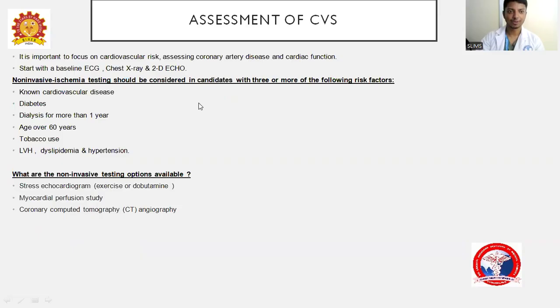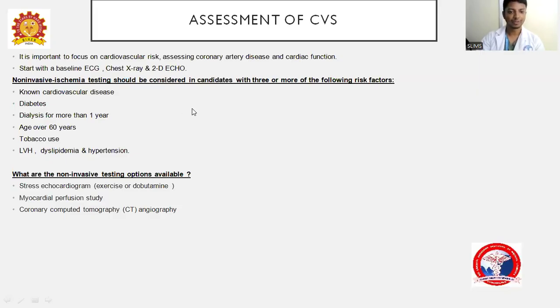So starting with the assessment of CVS, it is important to focus on the cardiovascular risk, assessing the coronary artery disease and cardiac function. Start with a baseline ECG, chest X-ray, and 2D echo. Non-invasive ischemic testing should be considered in candidates with 3 or more of the following risk factors: any known cardiovascular disease, diabetes, dialysis going on for more than a year, age over 60 years, tobacco use, LVH, dyslipidemia, and hypertension.